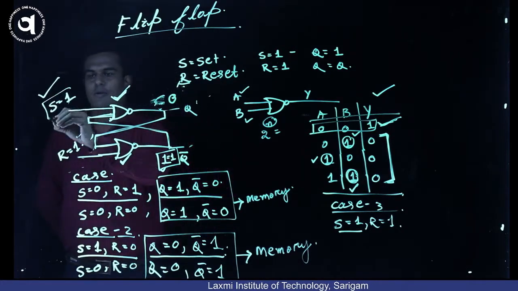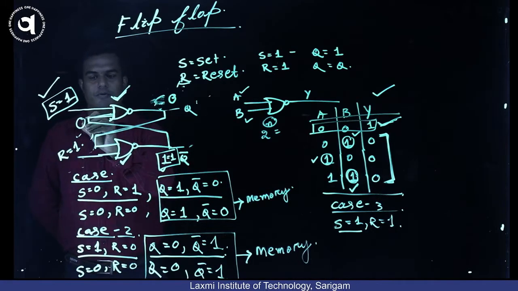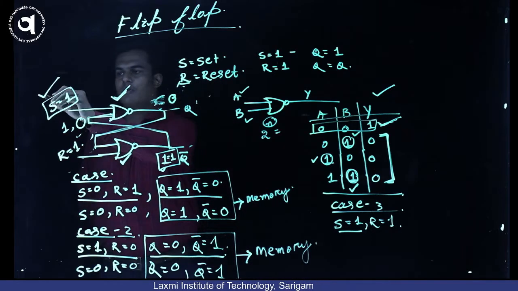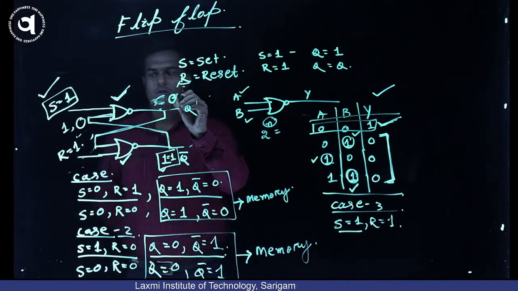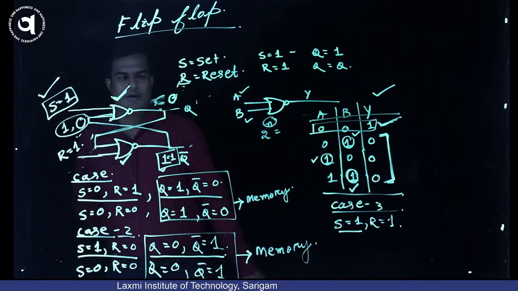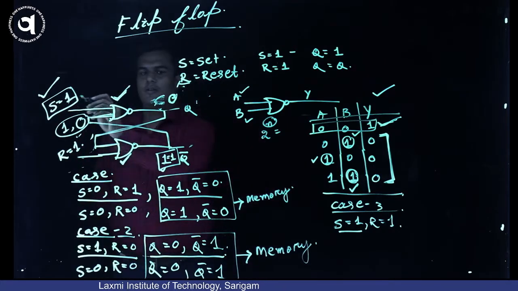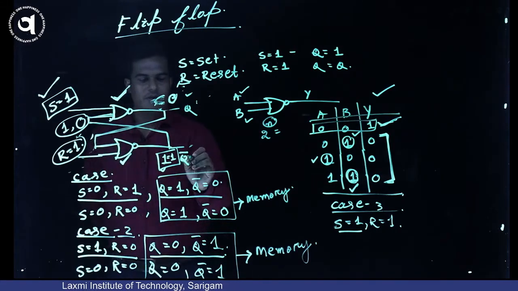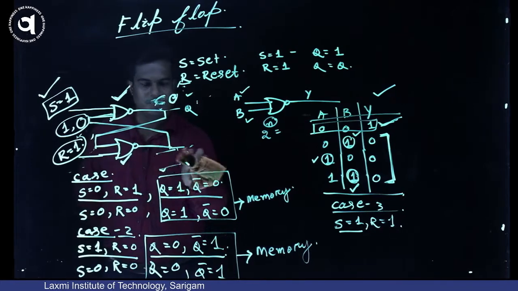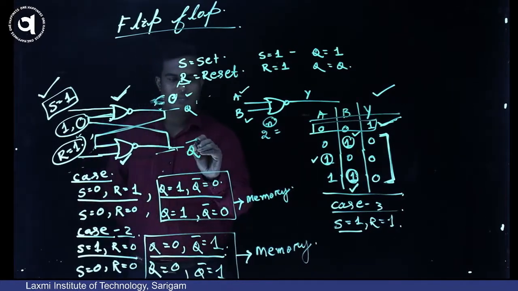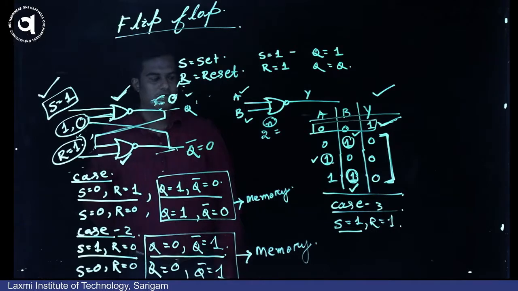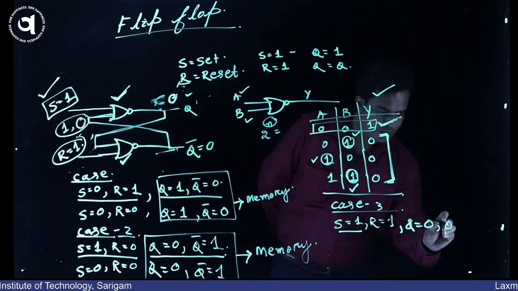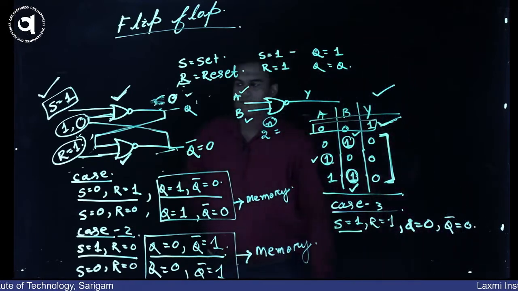Since one of the inputs equals 1, we do not need to think about the other input. It may be 0 or it may be 1. If any input equals 1, it will definitely produce output equal to 0 irrespective of the other input. So here S equals 1, and the output Q we are getting is 0. Similarly, here R equals 1, so obviously the Q bar value will also be equal to 0. So I can write Q equals 0 and Q bar equals 0, which is very disturbing.